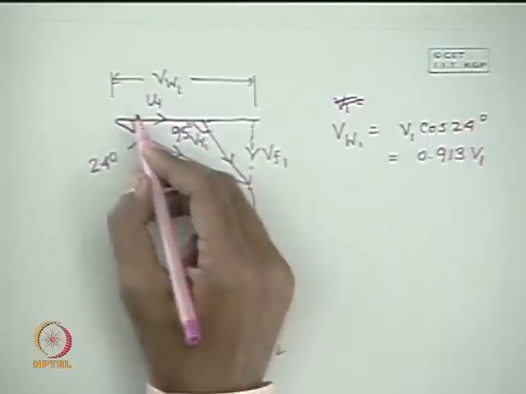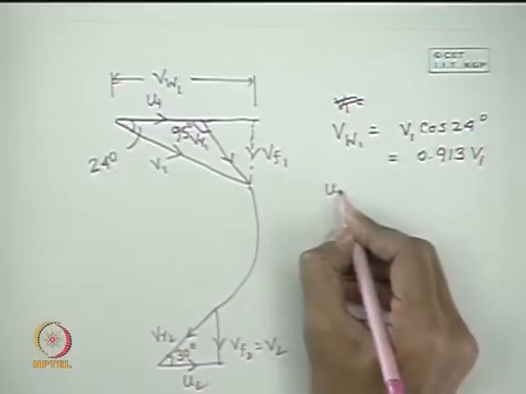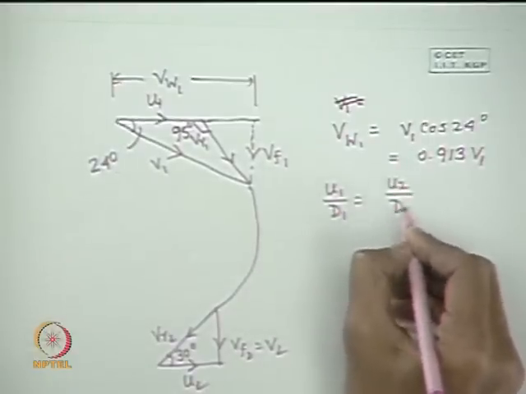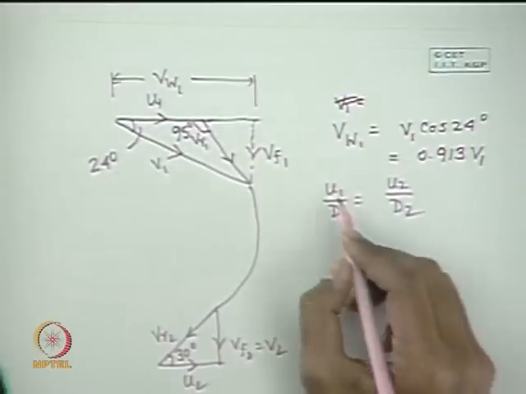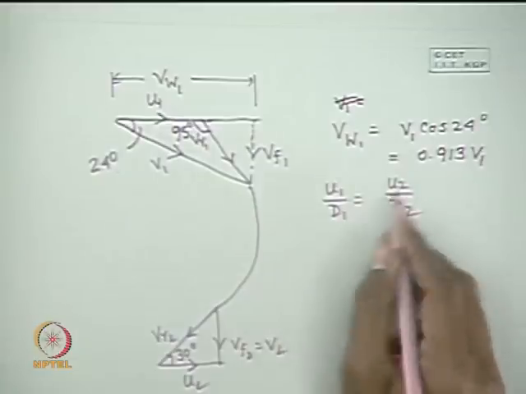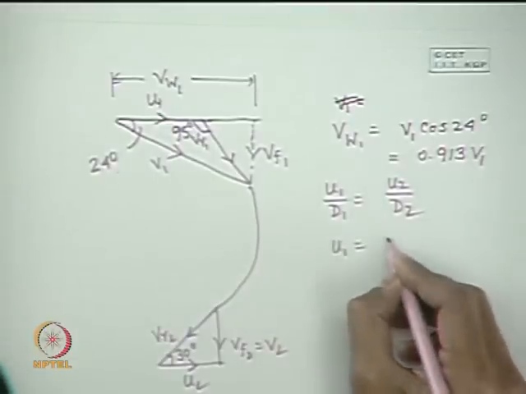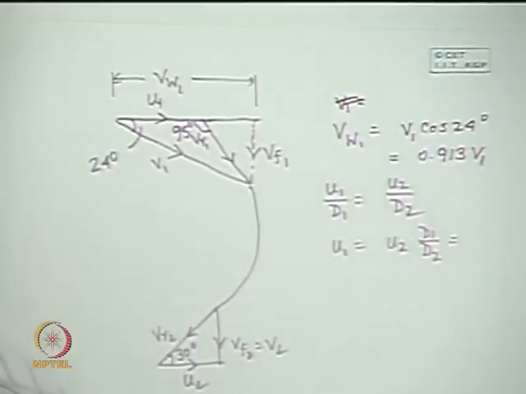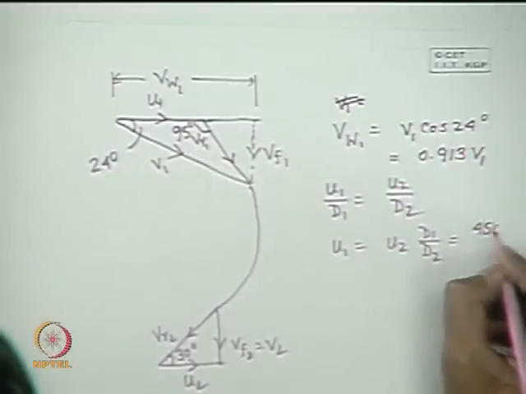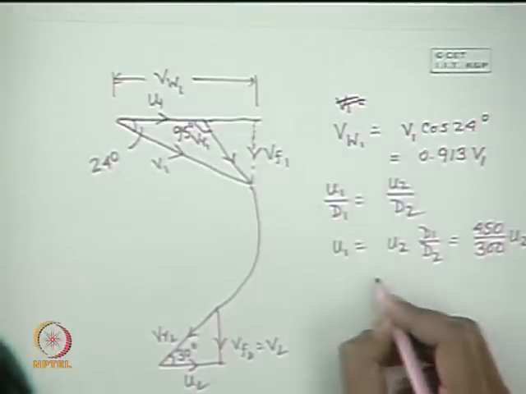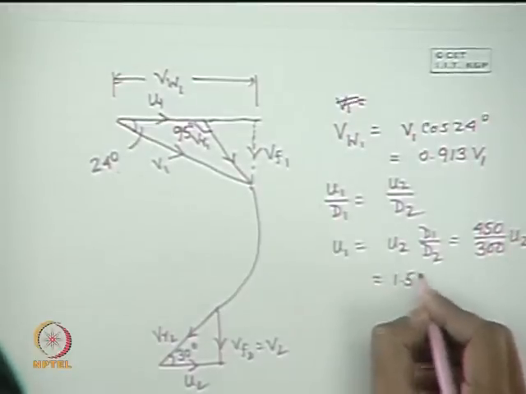Then U1 I have to find out. What is U1? U1 by D1 is U2 by D2, which is obvious because the rotational speed is same. So it is in the ratio of the diameter. So U1 becomes equal to U2 D1 by D2. What is D1 and D2? D1 and D2 are given. So I can write that it equals 450 by 300. 450 millimeter is the inlet diameter and 300 millimeter is the outlet diameter. It becomes 1.5 U2.